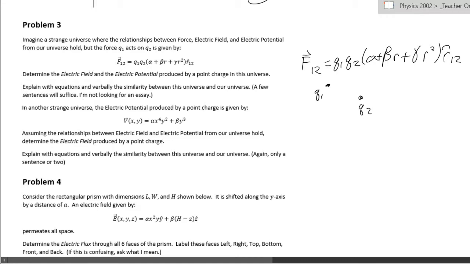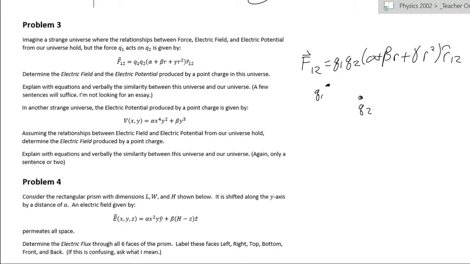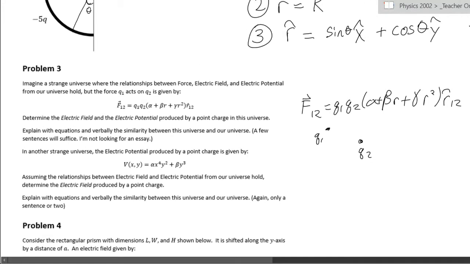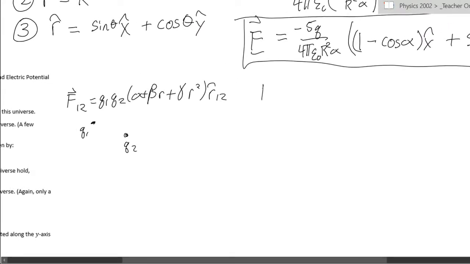But we're going to say that the connection between the electric field and the force is going to maintain the same structure that it does in our universe. And that's to say that the force is going to be equal to Q times E. And so that being the case, we can say that the electric field E vector from just some point charge Q is going to be the same thing with only 1 charge instead of 2. It's alpha plus beta R plus gamma R squared.